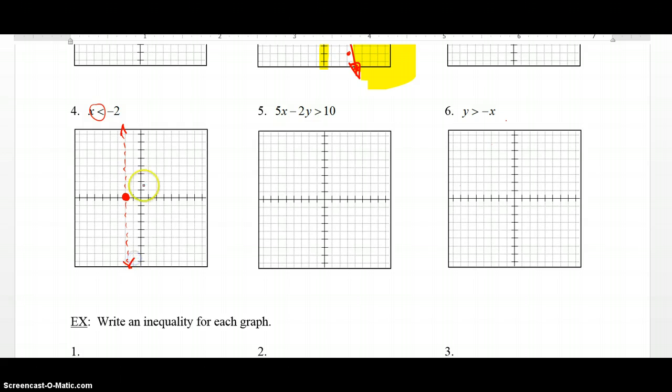And now we have to ask ourselves, where are the x's that are less than -2? The x's that are less than -2 are to the left of the line, because all of the x's to the right of the line are going to be bigger than -2.